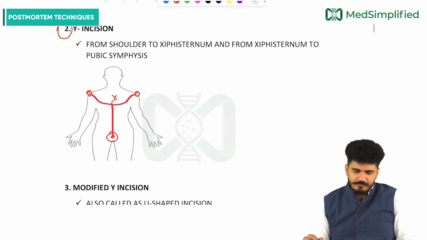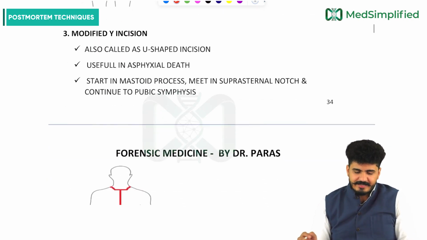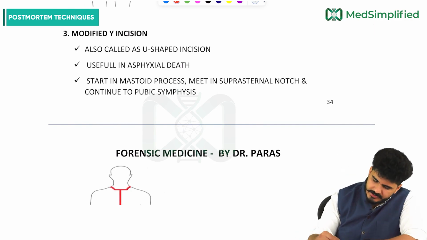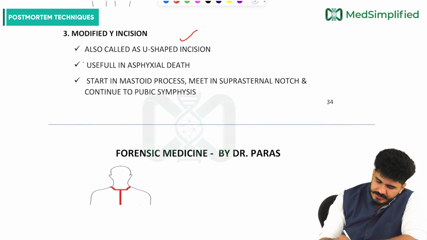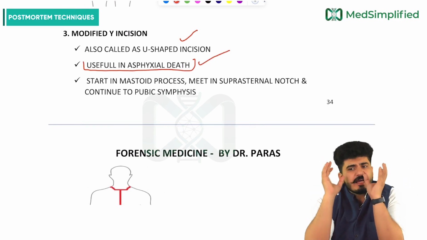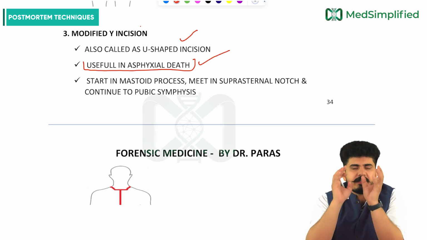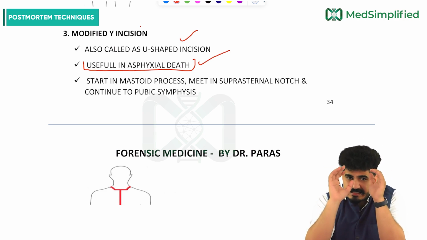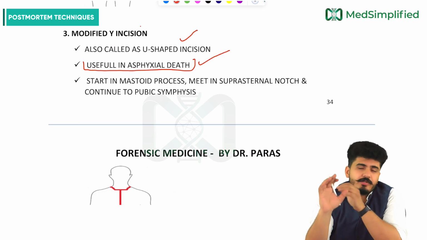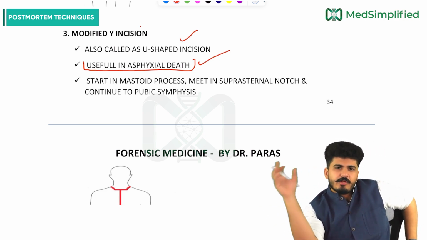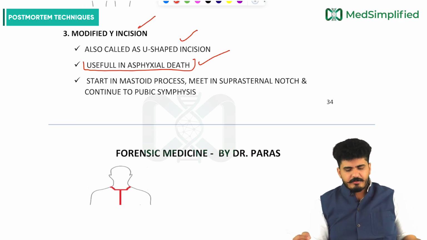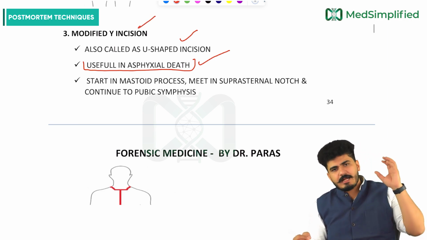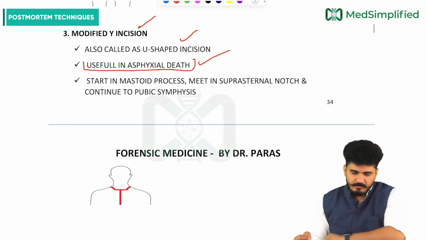Coming to the next type of incision, that is the modified Y incision, also called the U-shape incision. And this U-shape is used in asphyxial death. A very important point to remember here. In any scenario, if the word written by the examiner is asphyxial death, which incision do you need to give? In that scenario, my dear friends, you have to mark the answer as modified Y incision. From where it is starting, from where it is going, we'll tell about that.